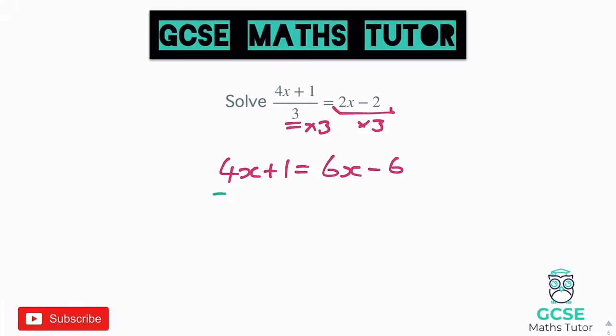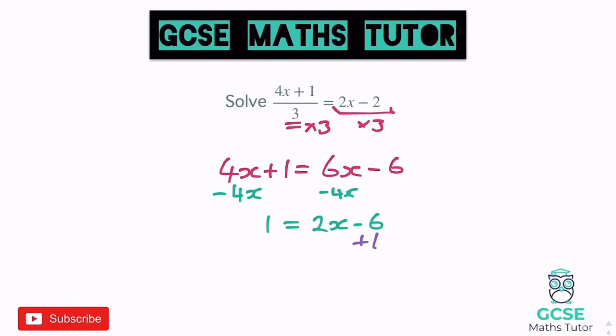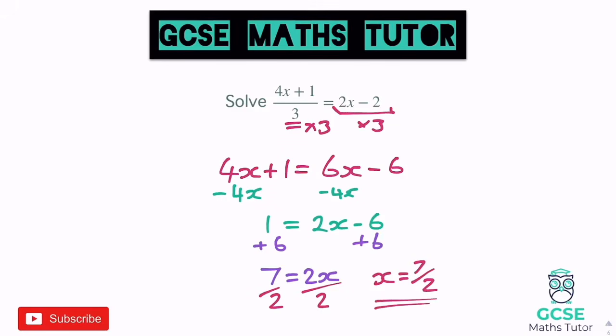So get rid of the smallest value of x, which is the 4, so minus 4x. And that leaves us with 1 equals 2x minus 6. Then we can get the numbers on one side, so leave the 2x where it is, let's add 6 to both sides. And we get 7 equals 2x. And then we can finish that off just like normal. We can divide by 2, and that leaves us with x equals 7 over 2, which you can write as 3.5 if you want, but that's fine to leave your answer as a fraction there. It doesn't ask us to write it as a mixed number or anything. So there we go, 7 over 2 is our final answer.